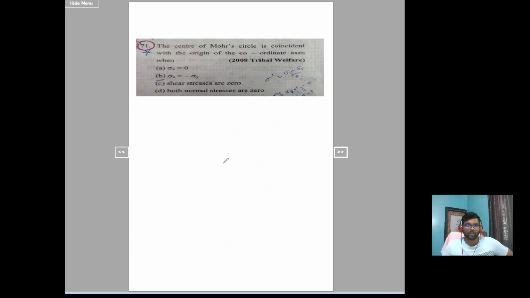Next question. The center of Mohr circle is coincident with origin of the coordinate axis when? So when will the center of Mohr circle coincide with the origin? In case of pure shear, it will coincide, but let's analyze this one. If I have a stress condition like this, sigma x, sigma y and some tau xy, let's take a standard one. In this case, the center of the Mohr circle will be (sigma x plus sigma y by 2, 0). Now he is saying this is nothing but the origin of the Mohr circle.